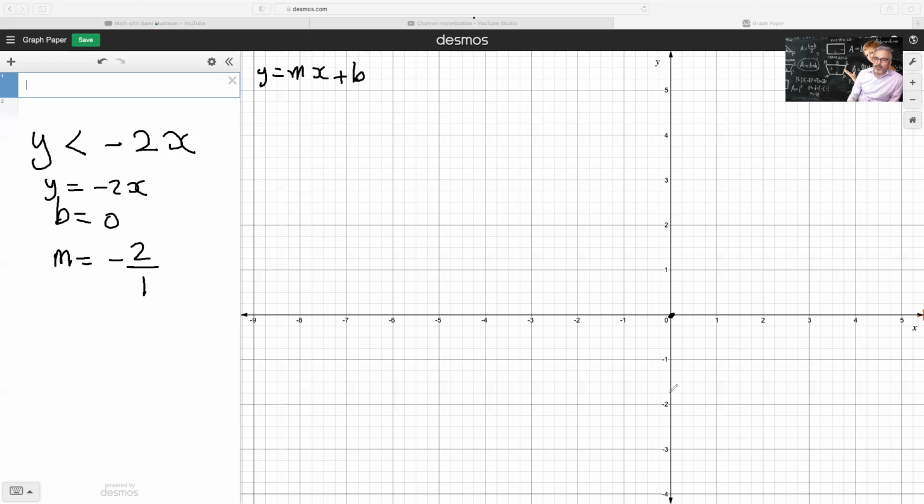That means you go down 2, over 1. You do that again, down 2, over 1. Or you could also go up 2, over 1, up 2, over 1. As we mentioned earlier, when you have a negative slope, your line should be going down. Now from here, your line should be a dotted line.